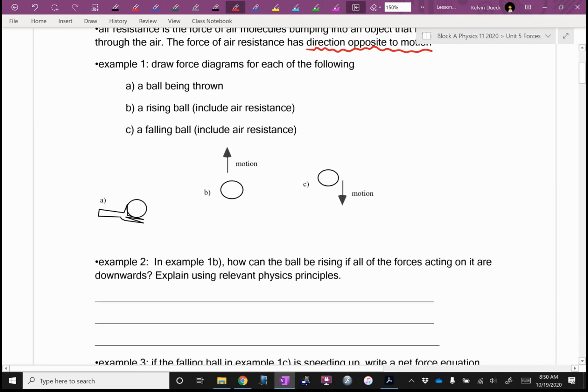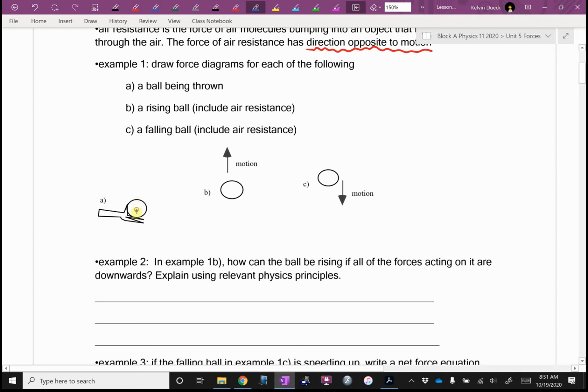So example 1 says, draw force diagrams for each of the following. A ball being thrown while it's in my hand, a rising ball, and a falling ball. Look up. Situation A is while the ball is in my hand before I let it go. Situation B is on the way up, and situation C is right there on the way down. Got it? I was going to say we can draw a free body diagram. Did they give me a picture? I'm going to label the picture, I think. So technically that's not a free body diagram. I'm supposed to represent the mass with a dot, but you're going to find if they give me a picture, I often just label the picture.